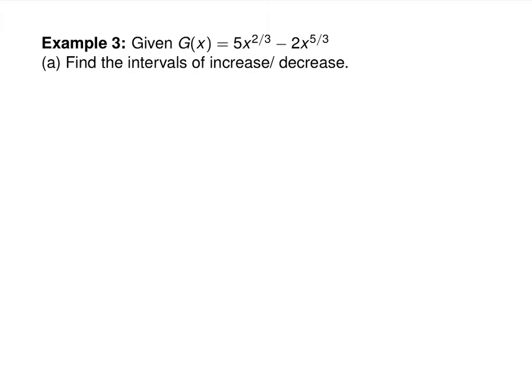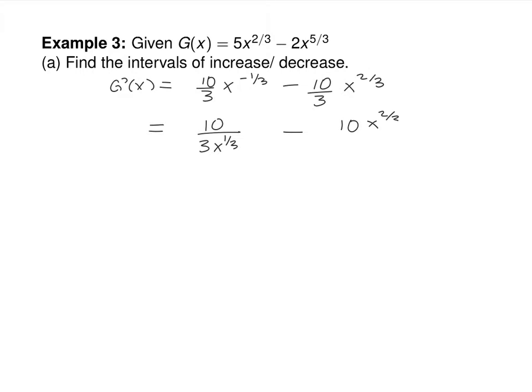Okay, so given this weird g function, find the intervals of increase, decrease. So if you're going to look at increase, decrease, you've got to look at the derivative, right? So first take the derivative. So g prime of x is 10 thirds x to the negative 1/3 minus 10 thirds x to the 2/3. So 10 over 3 x to the 1/3 minus 10 x to the 2/3 over 3.